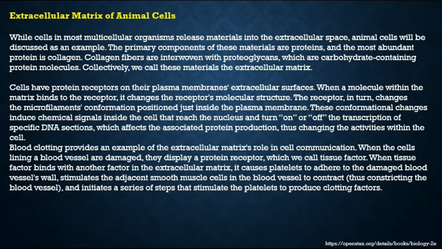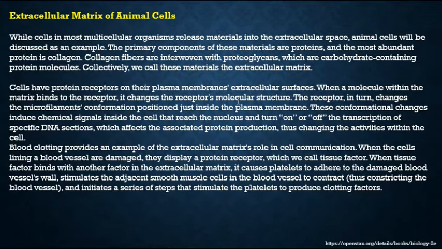Now, the extracellular matrix of animal cells. Cells in most multicellular organisms release material into extracellular space. The primary component of these materials is proteins, and the most abundant protein is collagen. Cells have protein receptors on their plasma membrane's extracellular surface. When a molecule within the matrix binds to the receptor, it changes the receptor's molecular structure. The receptor in turn changes the microfilament's conformation, and these conformational changes induce chemical signals that reach the nucleus and turn genes on and off.